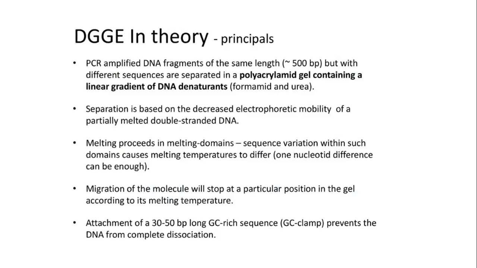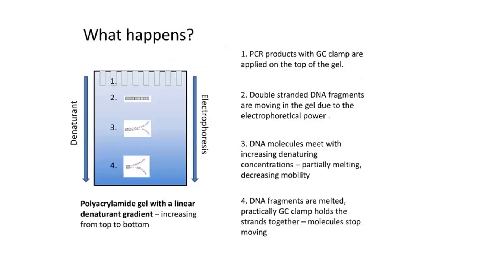As the melting proceeds through the melting domain, sequence variation within such a domain causes the melting temperature to differ. Even a one nucleotide difference can be enough here. The migration of the molecule is stopped at a particular position in the gel according to its melting temperature. And the attachment of a 30 to 50 base pair long GC sequence prevents the DNA from complete dissociation, which is known as the GC clamp, and it is very important for the DGGE profile.